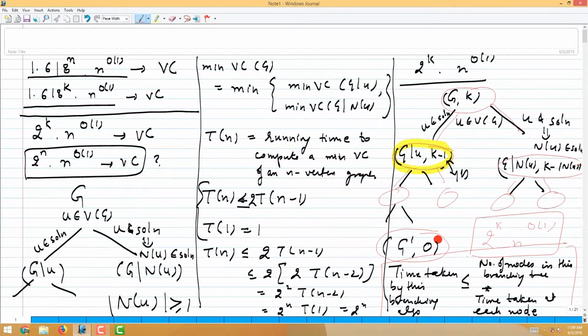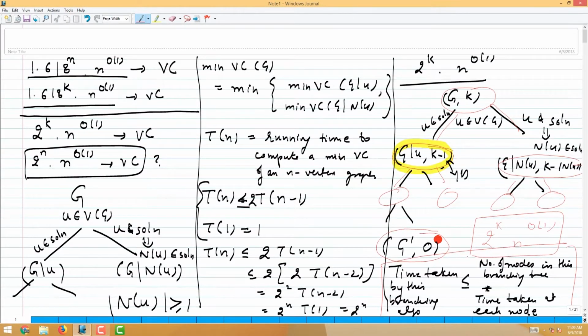If both are no, then I know there is no vertex cover in G of size k, because both can't be no. This is again the same kind of argument that we did in the first class yesterday. So the correctness follows from that, and then the running time is given by this expression. One more small thing, I think we just made a little mistake.